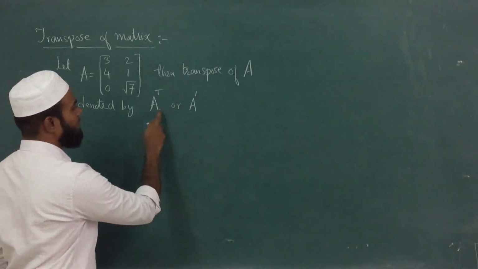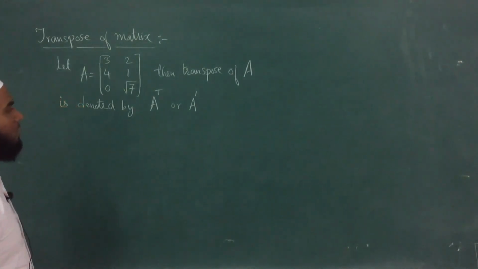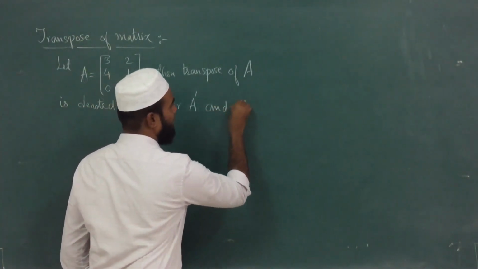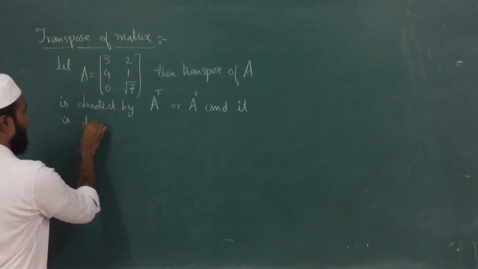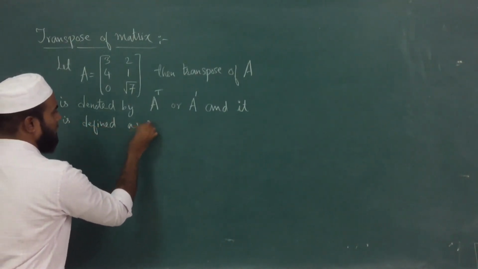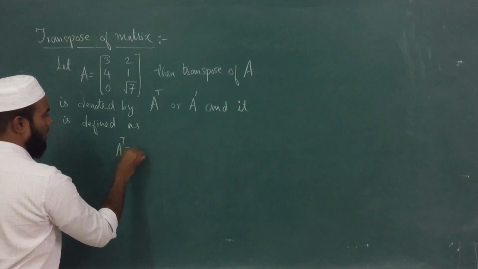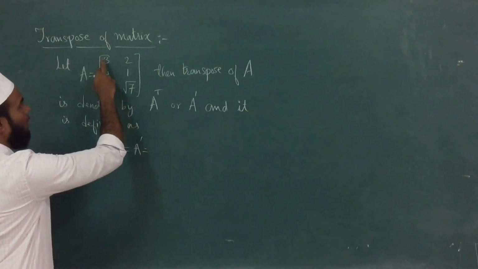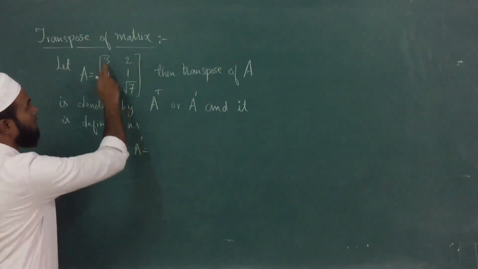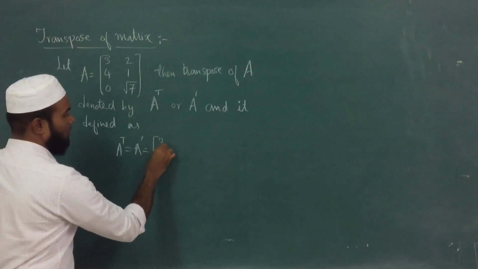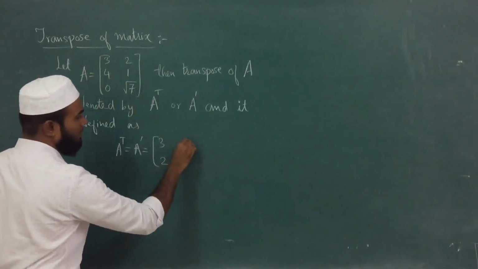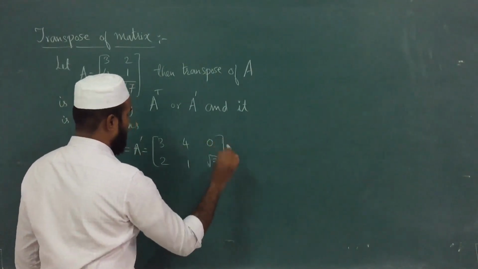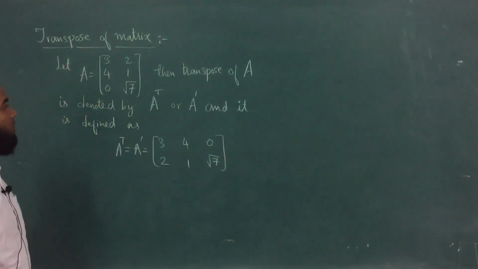These are the two notations for the transpose of matrix A. And how is it defined? A transpose or A dash equals, what we have to do in A transpose is write rows as columns. So the rows 3, 2 will become the first column, 4, 1 will become the second column, and 0, root 7 will become the third column. This is defined as the transpose of the given matrix A.